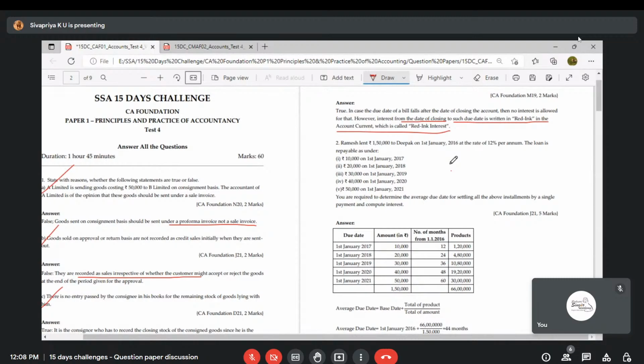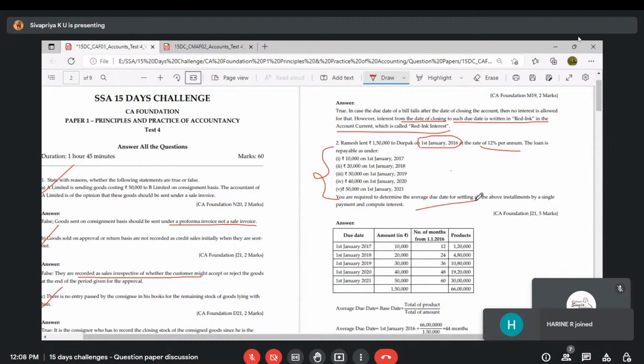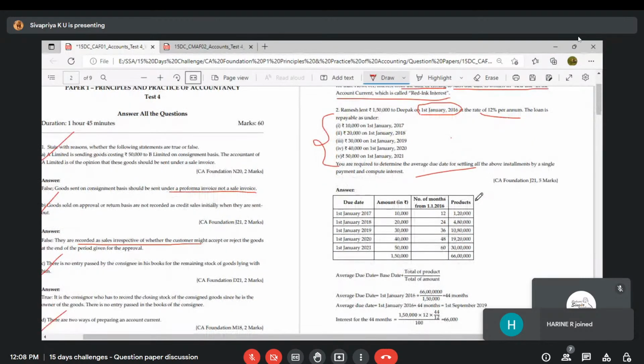In question number 2, Ramesh lent 1,50,000 to Deepak at a rate of 12%. The date is 1st January 2016 and the loan is repayable as under. Following installments are paid, and you have to calculate the average due date. This is a normal problem, as we normally calculate the average due date.